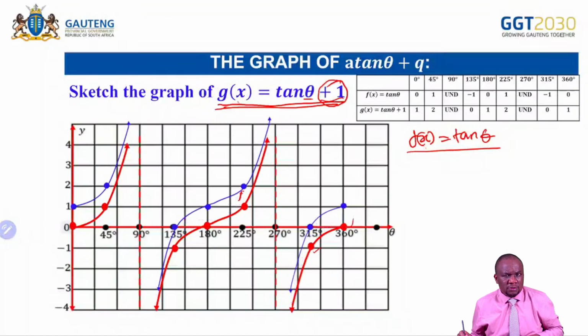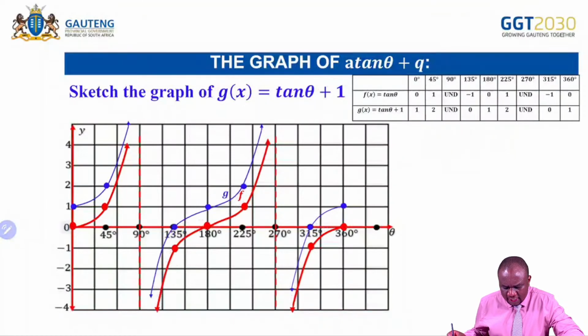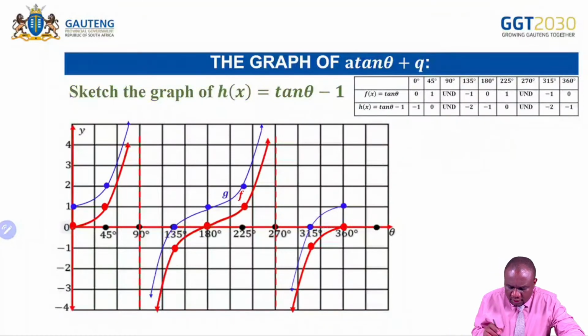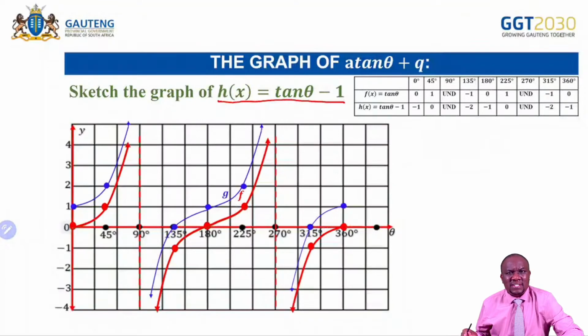We want to draw h of x. Remember, we're revising, trying to remember what we learned about the effect of q and the effect of a. Now, what about h of x? h of x is equal to tan theta minus 1. Without using the table of values, without using a calculator, just the translation, what would be the graph? Sketch the graph of h of x. Let's try to do this in 2 minutes.